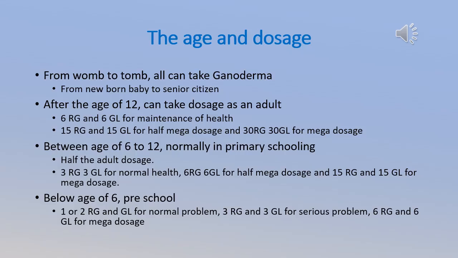For those below the age of 6, when the child is very small, we can mix it into the milk or drink for them. Maybe 1 or 2 Rg and GL for a normal problem, 3 Rg and 3 GL for a serious problem, and 6 Rg and 6 GL for the mega dosage. So these are the general dosages, depending on the groups of people and the body condition.